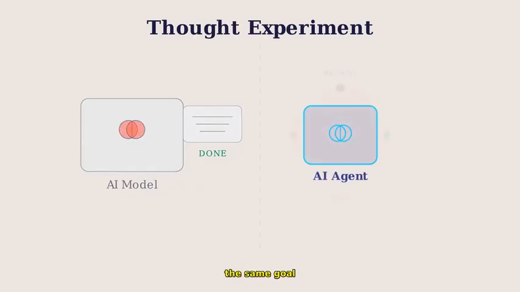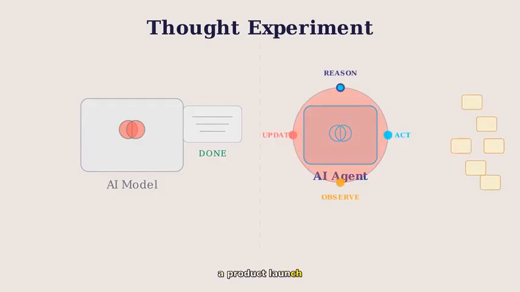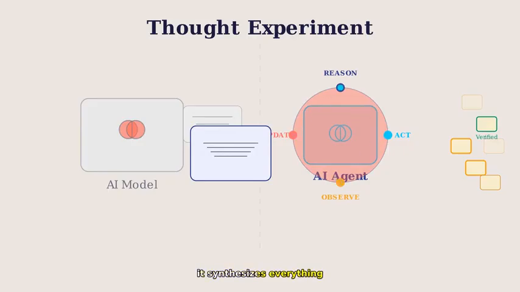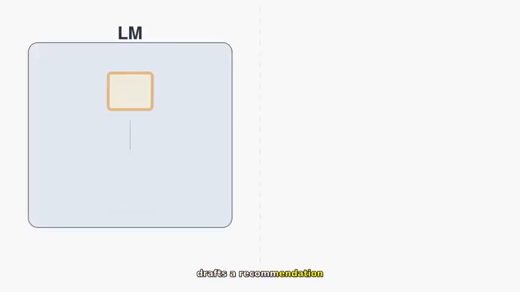You tell an AI the same goal, research the best marketing strategy for a product launch. But this time, it has access to a search tool. So, it runs a search. It reads the results. It decides it needs more context, so it runs another search, narrowing the query based on what it learned. It finds a relevant competitor case study. It runs a third search to verify a statistic it suspects might be outdated. Then it synthesizes everything it found and drafts a recommendation.